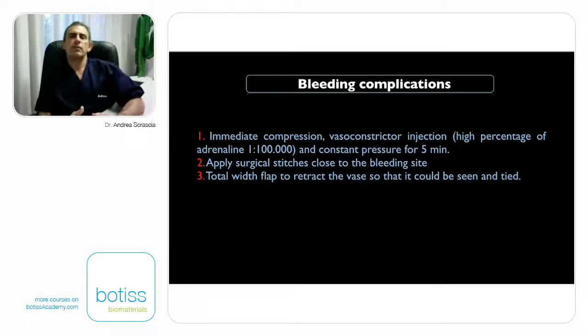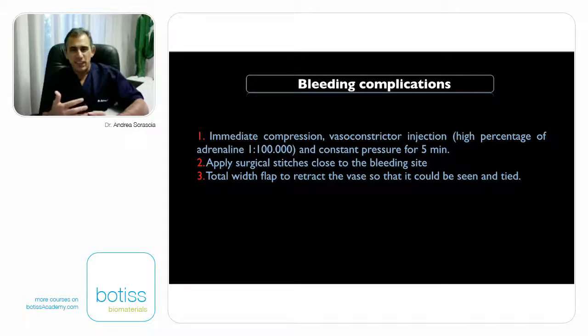But in case of possible bleeding complications, what we have to do? We have to immediately execute a compression of the area with a constant pressure for 5 minutes, applying surgical stitches, obviously, or in the extreme arterial complication, we have to localize the vessel, increasing the extension of the flap to tie the vessel.